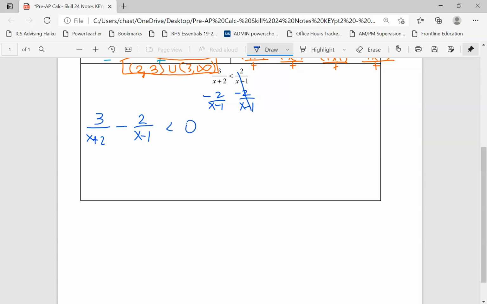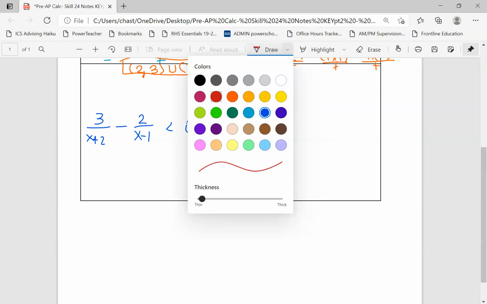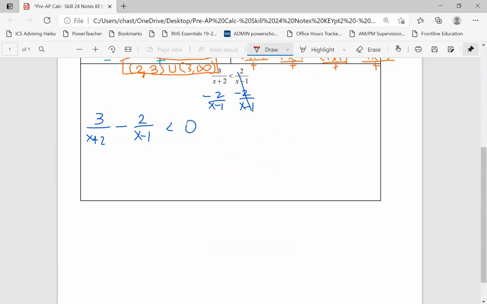And now we have to figure out the common denominator. When I look at my denominators, for the common denominator, you just multiply these denominators, okay? So I have x plus 2, that means I need x minus 1. So I'm going to multiply the top, and I'm going to multiply the bottom by x minus 1.